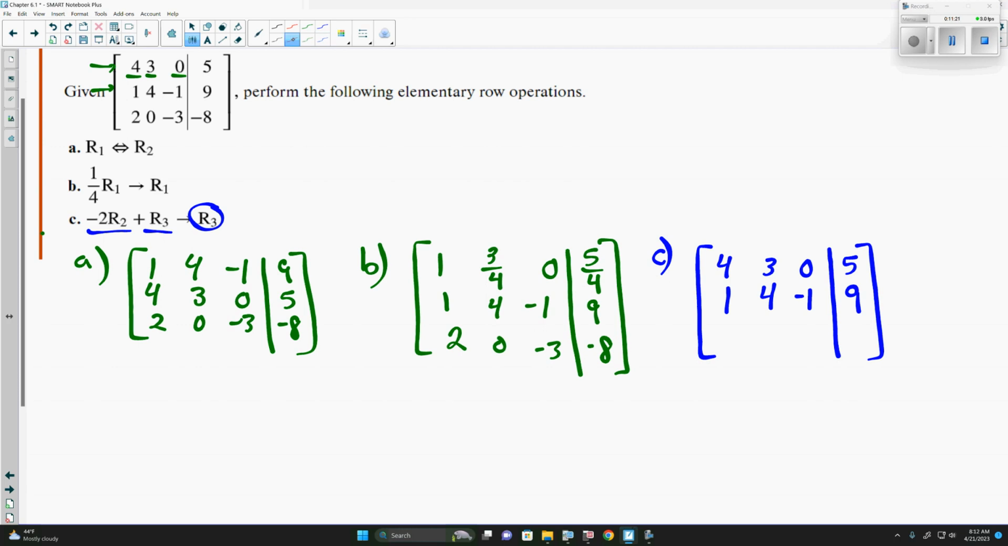Now we can do some of this here off to the side. The first thing we'll need to do is multiply row 2 by -2. And on a lot of these, I do have scratch work. I work some of this out to the side so I see how it looks. So multiplying row 2 by -2: -2 times 1 is -2. 4 times -2 is -8. -2 times -1 is 2, and -2 times 9 is -18.